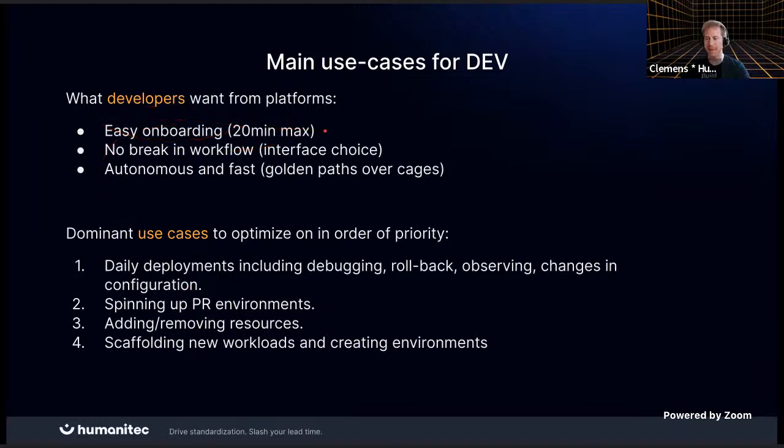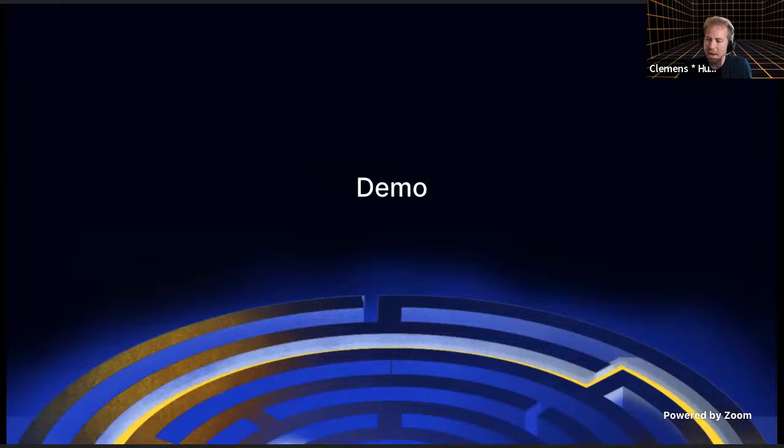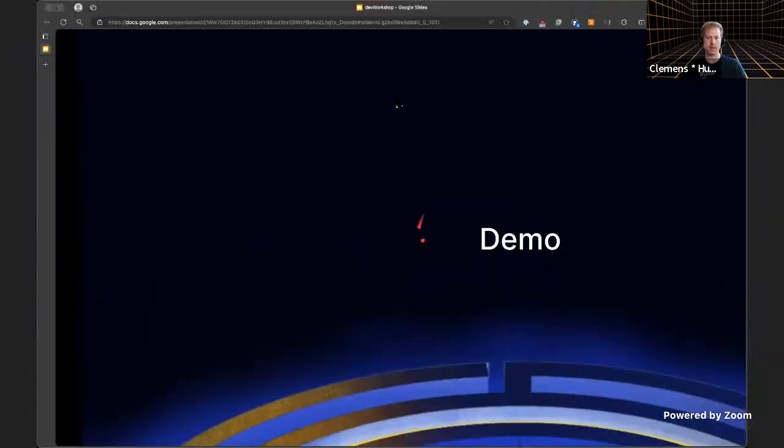Easy onboarding, 20 minutes max. If I go over that time frame, probably somebody's looking at the next YouTube tutorial. Yeah? No break in workflow, interface choice. You need to provide UI, CLI, and API. If you're losing out on one of those three, then you're probably losing customers. And you need to be autonomous and fast. Golden paths over cages. What that means, I'll talk to that a little bit later. Or you just post some great questions about, hey, what the hell is a golden path? Right? Who knows? I think I've been talking for long enough. We should be off to the demo, right?